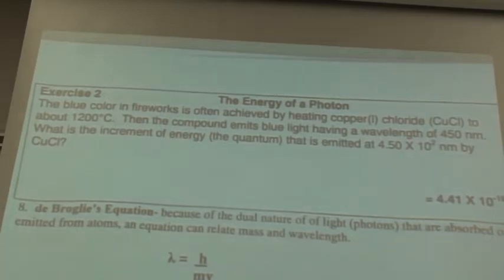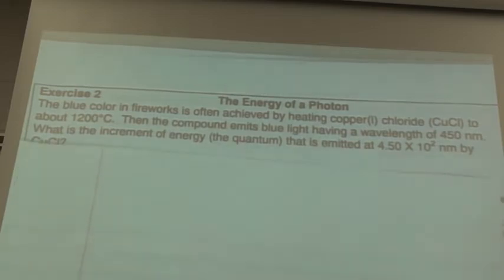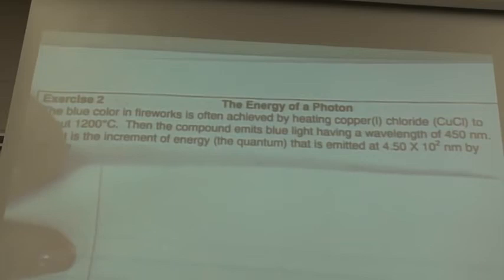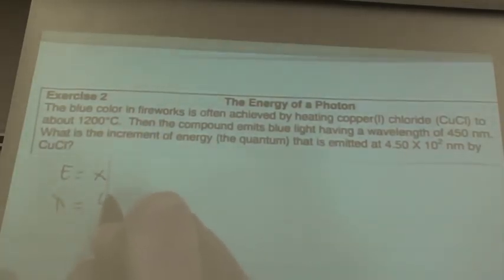The blue color in fireworks is often achieved by heating copper(I) chloride to about 1200 degrees C. Then the compound emits a blue light having a wavelength of 450 nanometers. What is the increment of energy, otherwise known as the quantum of energy, that is emitted at 4.5 times 10 to the second nanometers by copper chloride? So we best get a plan here. What would they like to know? The energy. What do we know? The wavelength. Name a way to solve this.